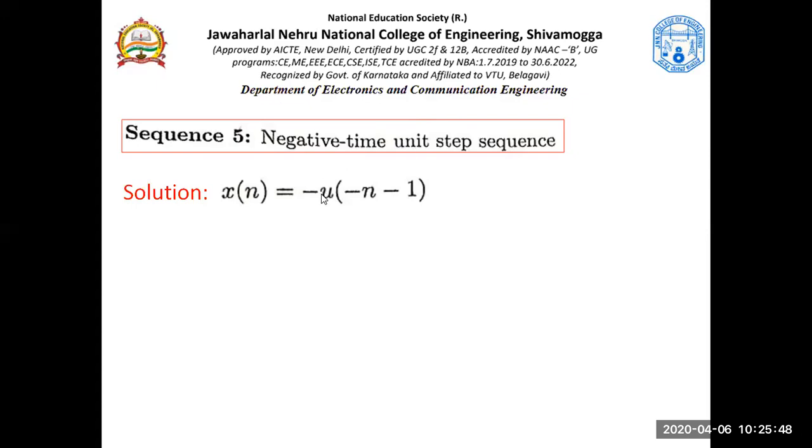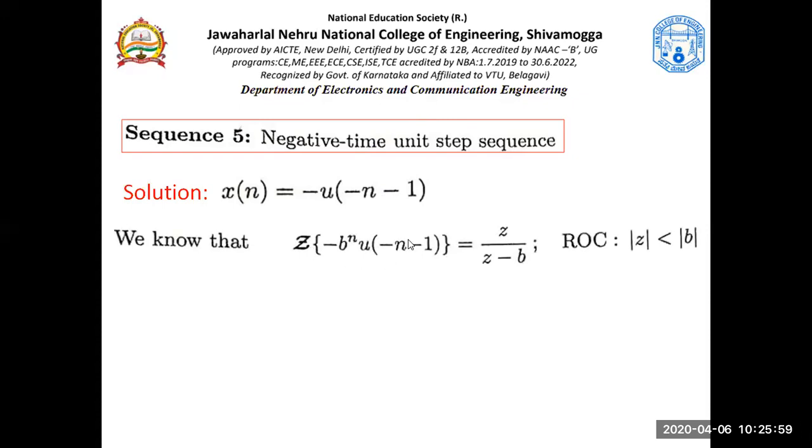What if u of n is minus u of minus n minus 1? Then it is called the negative time unit step sequence. How to obtain the Z transform of this? The Z transform can be obtained from understanding the Z transform of the negative time exponential. When can this negative time exponential be the negative time unit step sequence? It can be, if b is equal to 1. So if b is equal to 1, it becomes this.